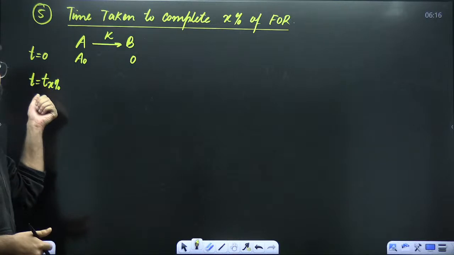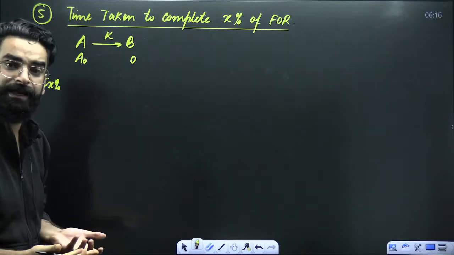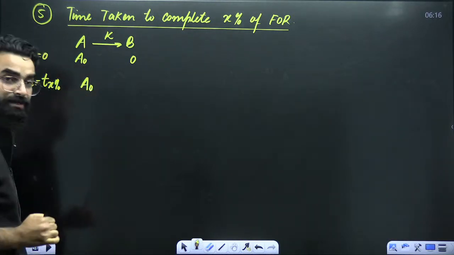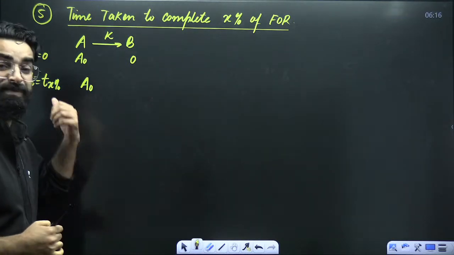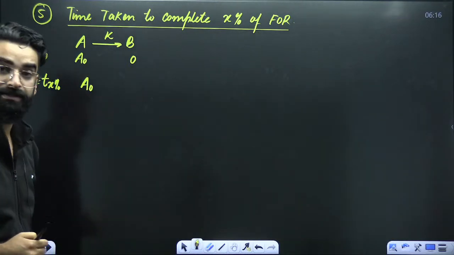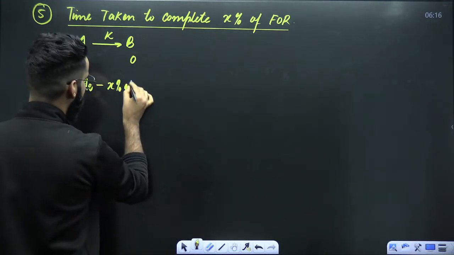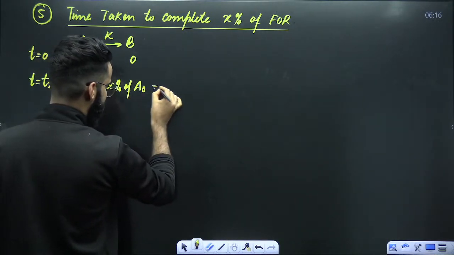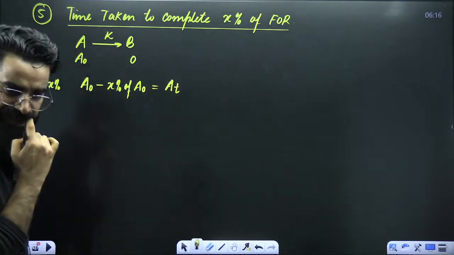So at time t is equal to Tx%, can you let me know the concentration of reactant left in the container? See, initially I started with A0. This was my initial concentration. Now, X% of the reactant is getting converted into product. So I'll be left with A0 minus X% of A0. This is the concentration of reactant left at time t, which I'm representing with AT.